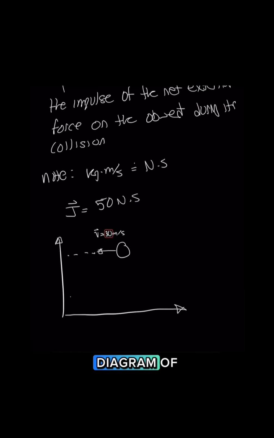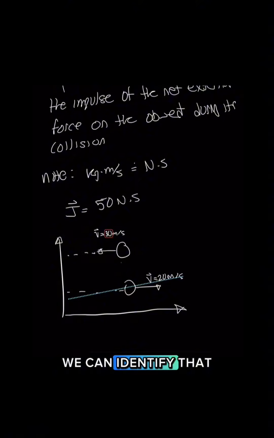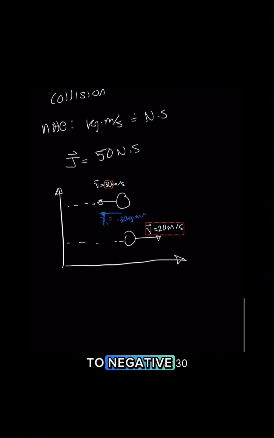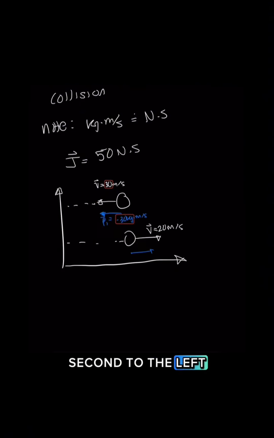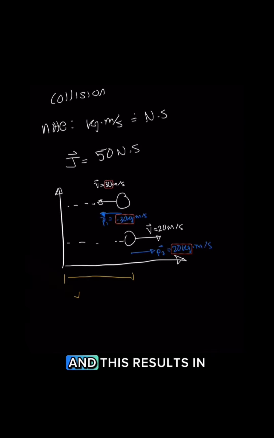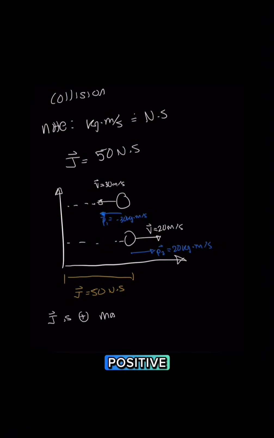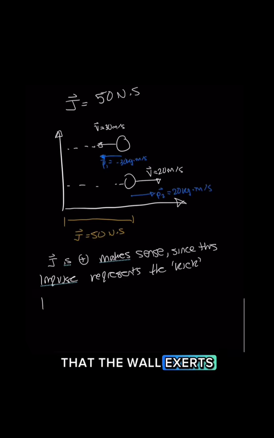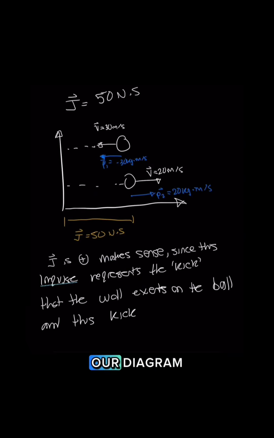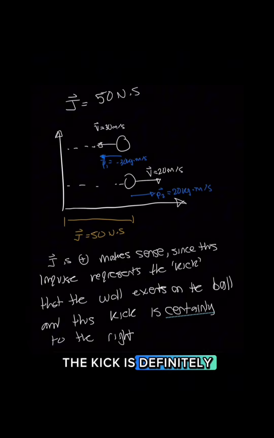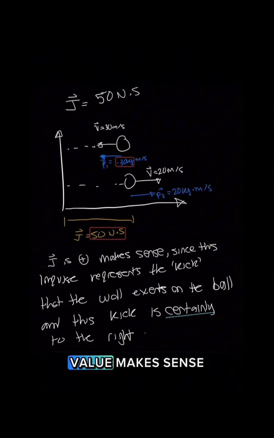If we draw our diagram of the ball's motion, we can identify that the momentum at P1 is equal to negative 30 kilograms times meters per second to the left. And then at point 2, the momentum is 20 kilograms times meters per second to the right. This results in an impulse of 50 Newton seconds. Noting that the impulse of 50 Newton seconds being positive makes sense, since this impulse represents the kick that the wall exerts on the ball, and if we look at the diagram, the kick is definitely to the right since the ball travels to the right after, and so this positive value makes sense.